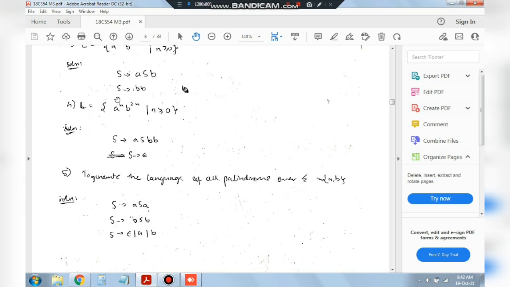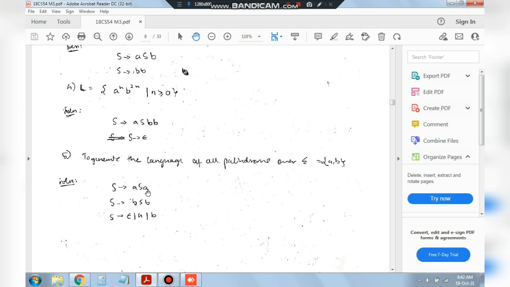The next one is to generate a language of all palindromes over AB. What is a palindrome? A palindrome is something which will have in the first half the same as the reverse in the second half. For example, if we consider the language here, we have the letters A and B, and I've written here S goes to ASA and S goes to BSB. Okay, and S goes to either epsilon, A or B.